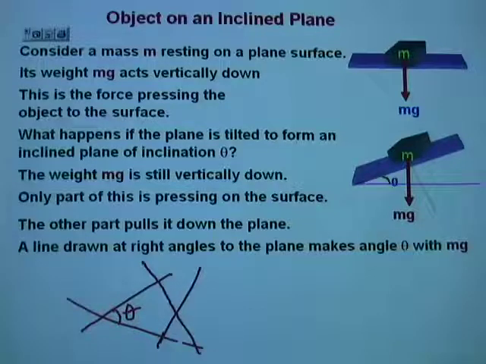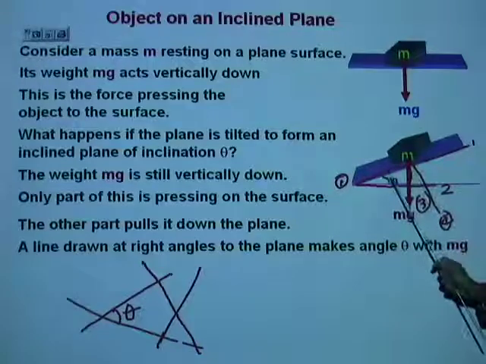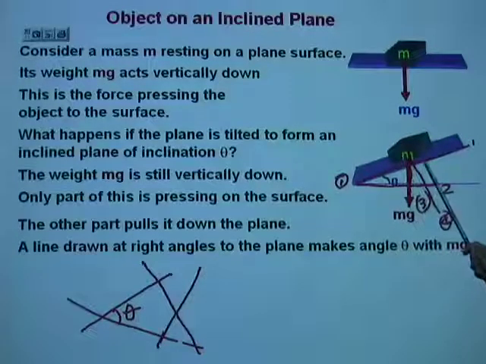Now this is line 1. I'm going to call it line 1. And this is line 2. Now line 3 is at right angles to line 2, and line 4 is at right angles to line 1. Therefore, the angle between lines 1 and 2 is equal to the angle between lines 2 and 4.